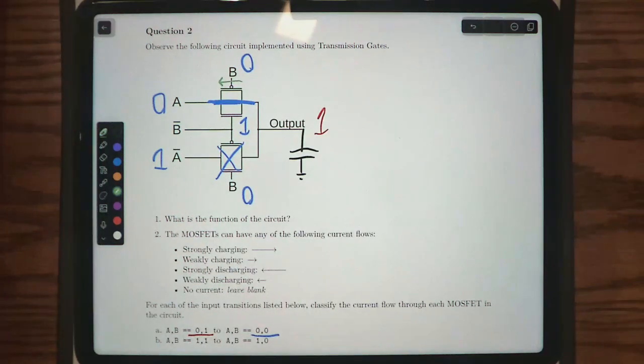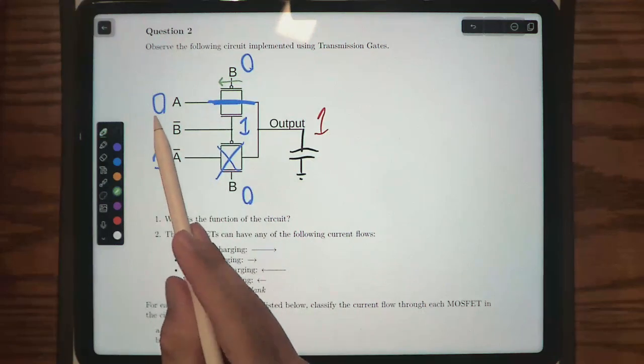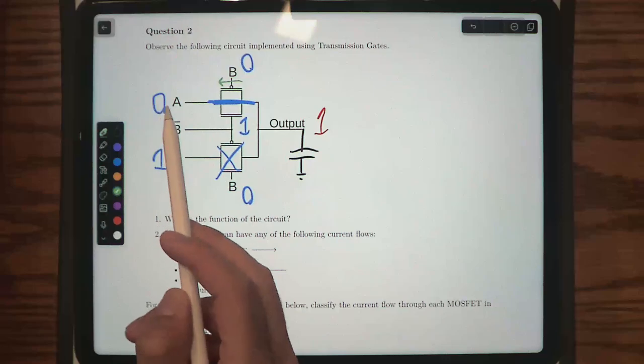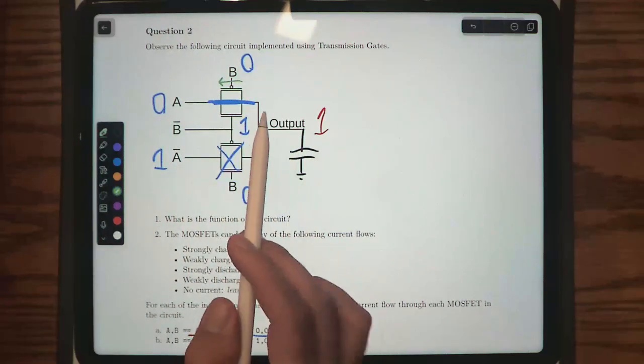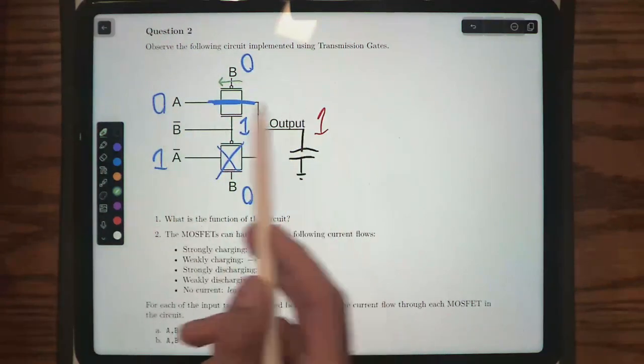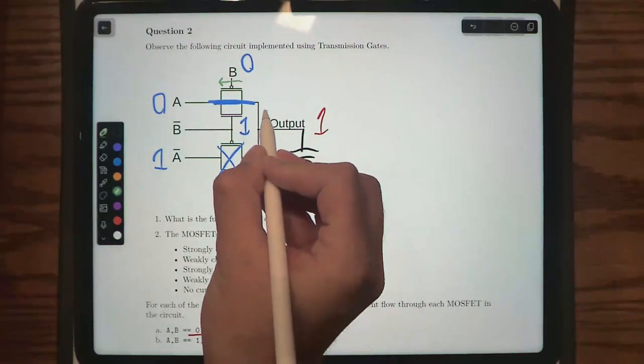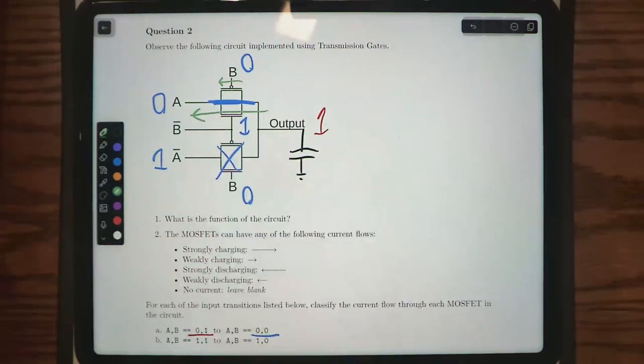Versus this NMOS. This NMOS works best when it's tied to 0 volts, which it is in this case. So that means no matter what, for the entire time of this discharging, the NMOS is going to be very strong. Yeah. Okay. So that is the solution to homework 2.2a.